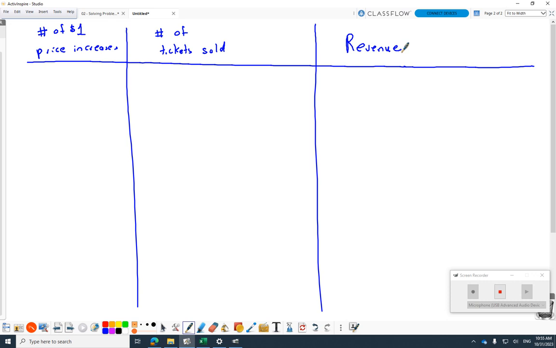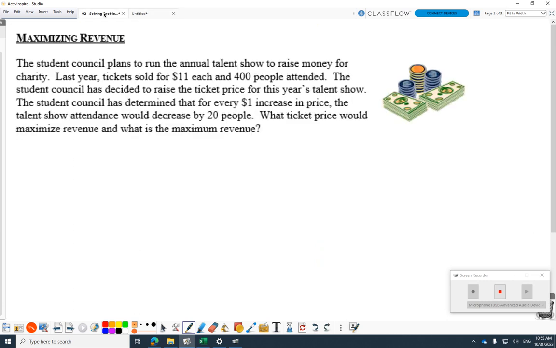So they could not increase ticket prices. I'll start at 0 this time. Don't increase ticket prices. If they don't increase ticket prices, they're going to assume that they're going to sell the same number of tickets. I forget how many it was. 400.